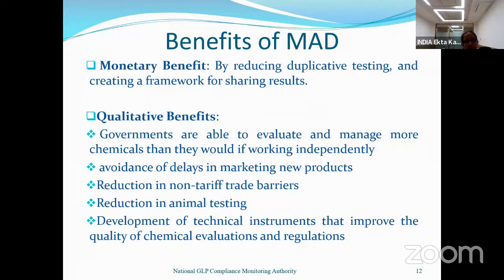Then the qualitative benefits include that governments are able to evaluate and manage more chemicals than they would if they were working independently. It helps to avoid any delays in marketing products, helps to reduce non-tariff trade barriers, helps in reduction in animal testing and the animals used for experiments, and also helps to develop technical instruments that improve the quality of chemical evaluations and regulations.